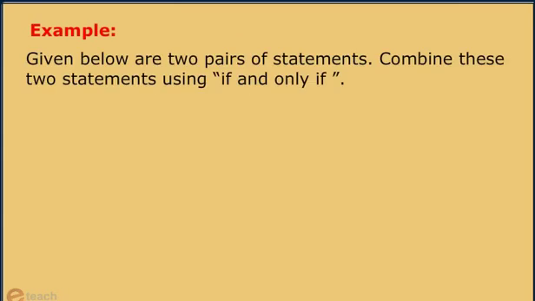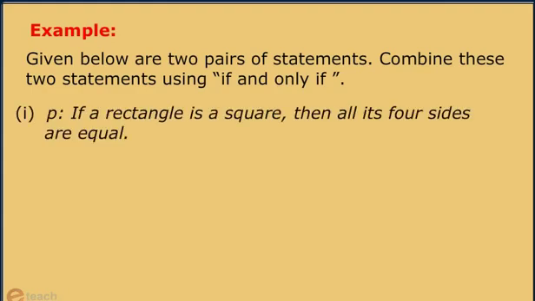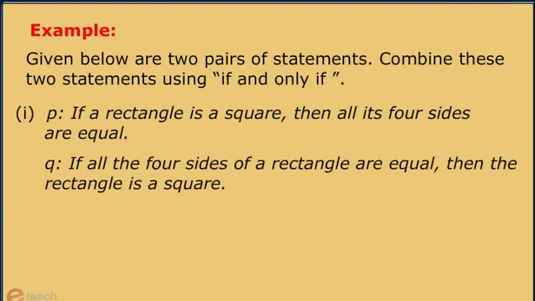Let us take an example. Given below are two pairs of statements. Combine these two statements using if and only if. P: If a rectangle is a square, then all its four sides are equal. Q: If all the four sides of a rectangle are equal, then the rectangle is a square.